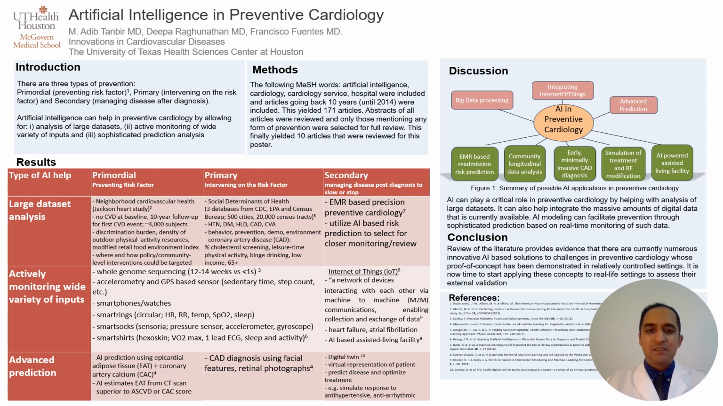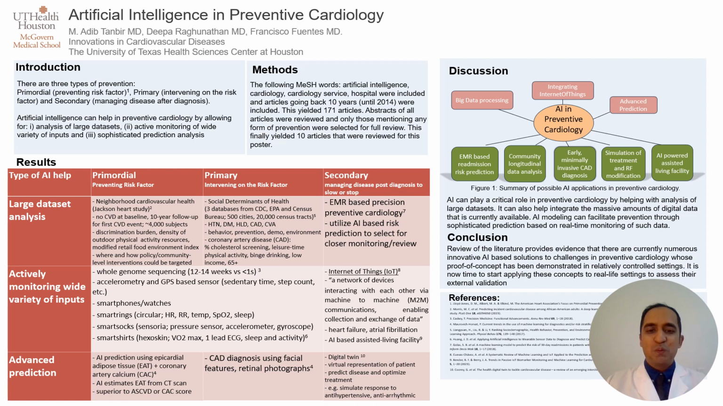And artificial intelligence can help in preventive cardiology in three main ways. The first being analysis of extremely large data sets. We'll give a couple of examples as it pertains to primordial and primary cardiac prevention. Second, active monitoring of a wide variety of inputs. We'll talk about quite a few innovative examples of input in this category. And lastly, we'll give examples of very sophisticated prediction analysis. Some of the examples in this category feel too good to be true, but provide proof of concepts that can now be tested in the real world.